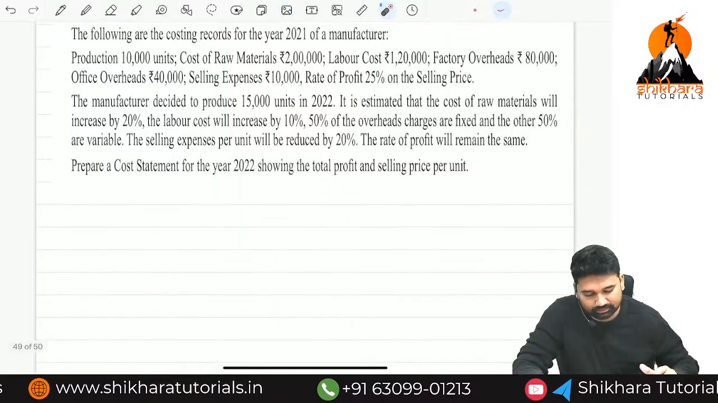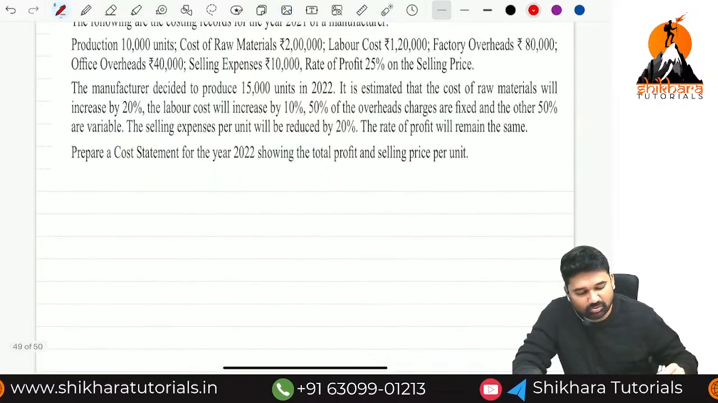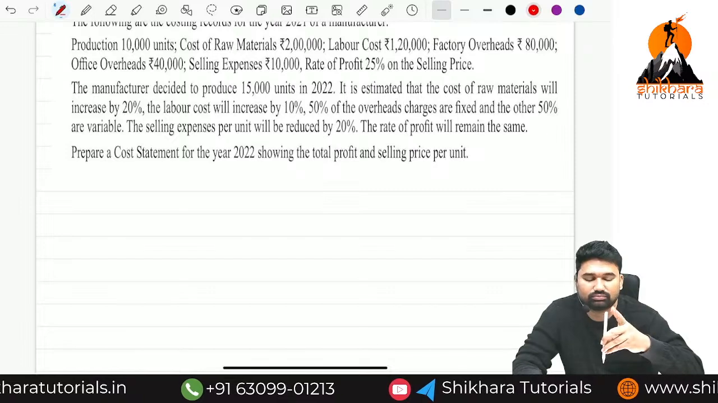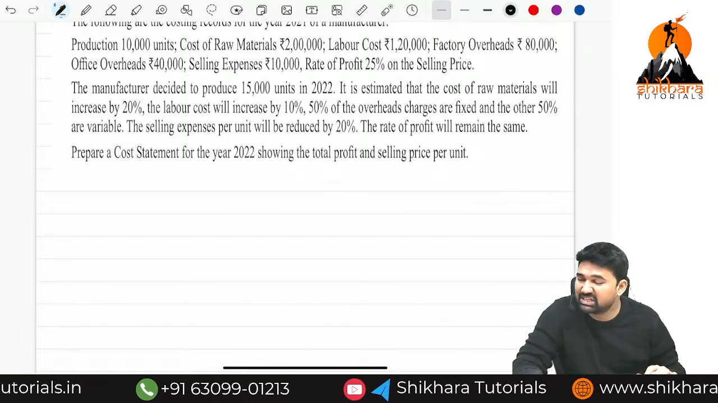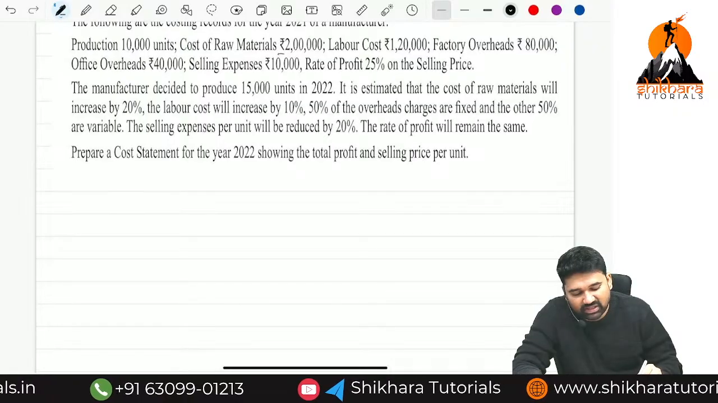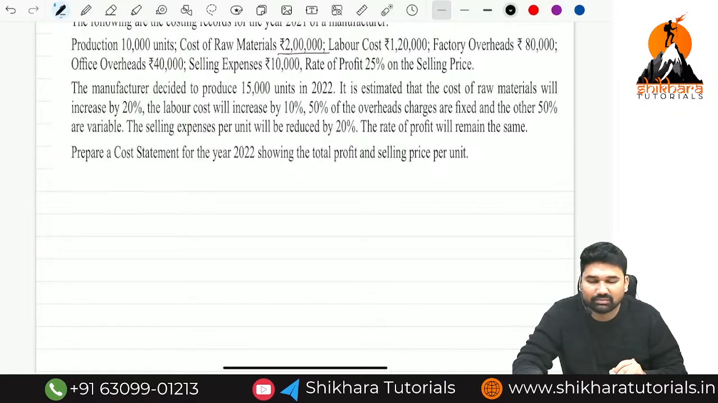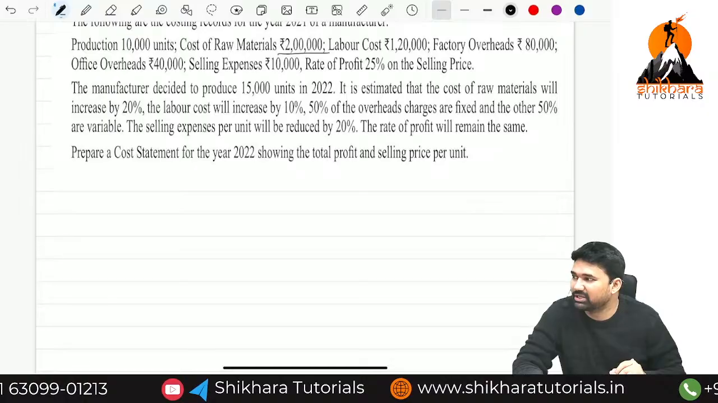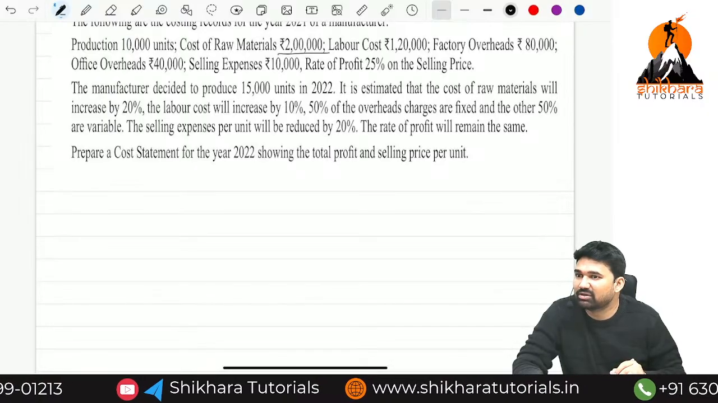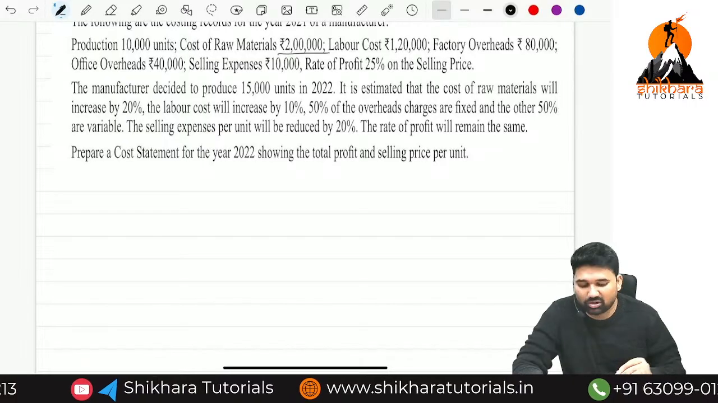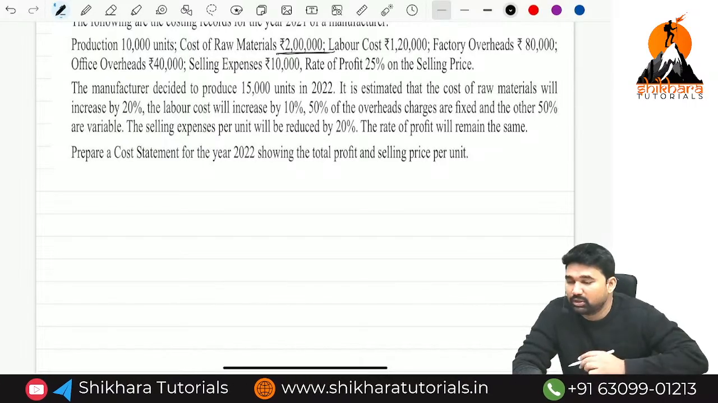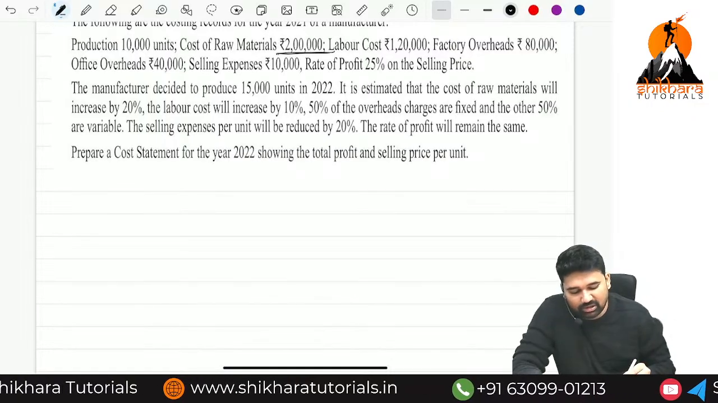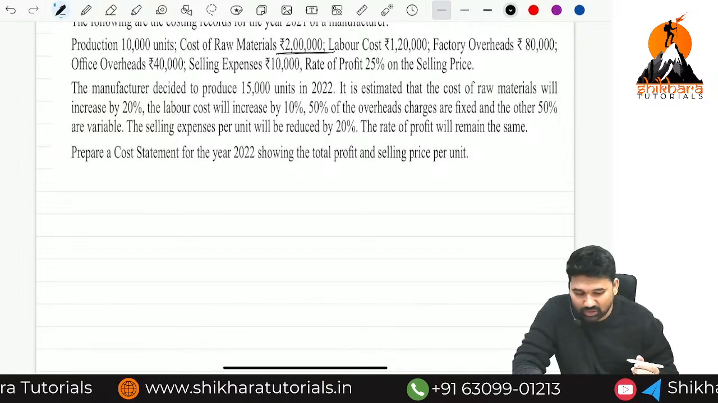Yes, listen carefully. First of all, production, how much? 10,000. Okay, how many units has he produced? 10,000. For production of 10,000 units, how much did he spend in the name of raw material? 2 lakhs. What does it indicate? Cost per unit is 20. Why? Because if you divide 2 lakhs by 10,000, it gives 20. That means raw material cost per unit is 20.